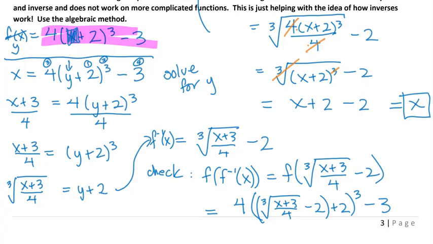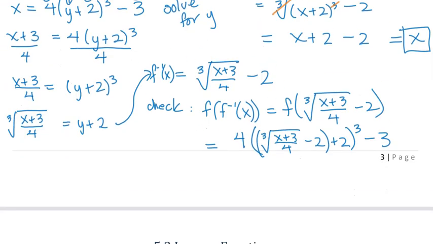And once again, typically what will happen is things start to cancel out really nicely. So just like last time, the extra set of parentheses I put around my inside function, I don't need them in this case. There's no multiplication, there's no functions applied. So right away I can say the plus 2 minus 2 is going to drop out. I am left with 4 times the cube root of (x + 3)/4, cubed, minus 3.